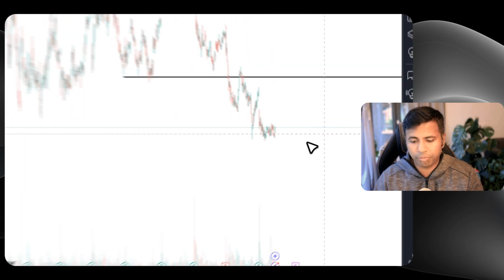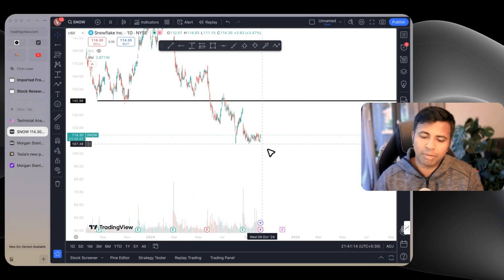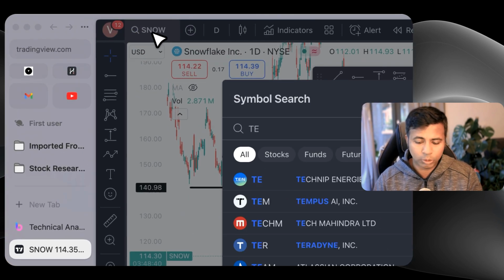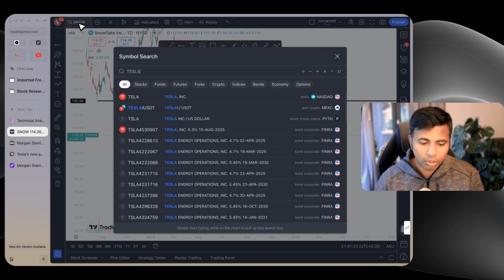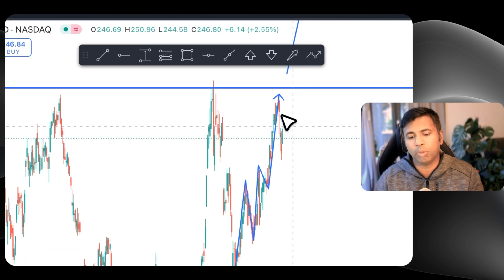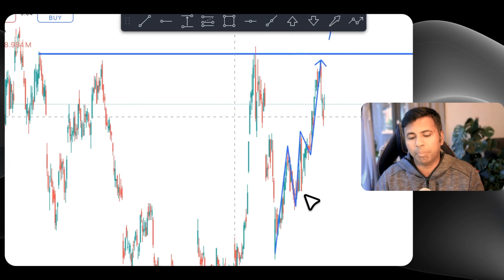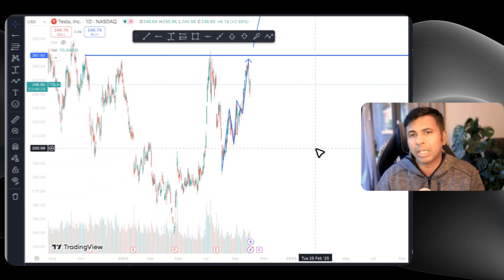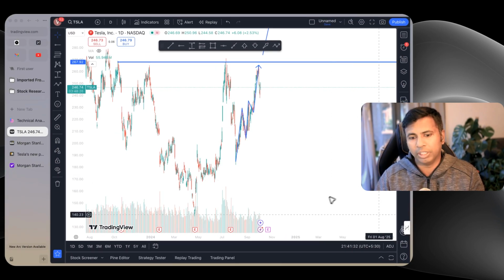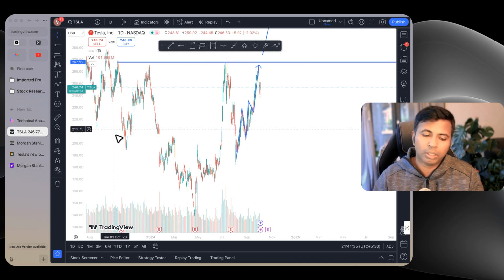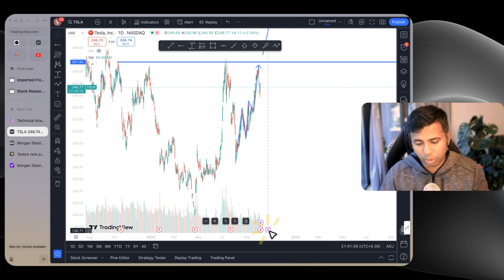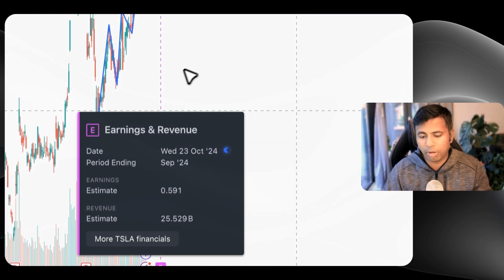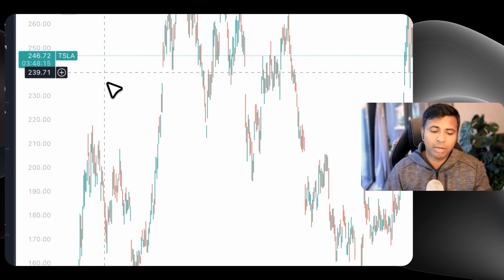And if it breaks down from this level, we can continue to make some newer lows. So it's the same case with Tesla. If the stock falls out of favor of the investors, we can expect it to make newer lows or fall back into this consolidation phase and break down further. And it really depends upon what happens in the next couple of weeks, as well as the next quarterly results, which is going to come on 23rd of October. So we'll need to wait and watch.